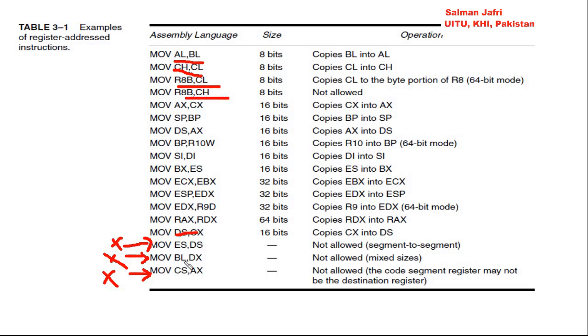This one is also illegal, because CS, the code segment register, is not allowed to have any value loaded. For that matter, if I execute MOV DS, AX, it is alright. All segment registers except the code segment CS are allowed in this instruction, but CS is not allowed. So this instruction is not allowed.